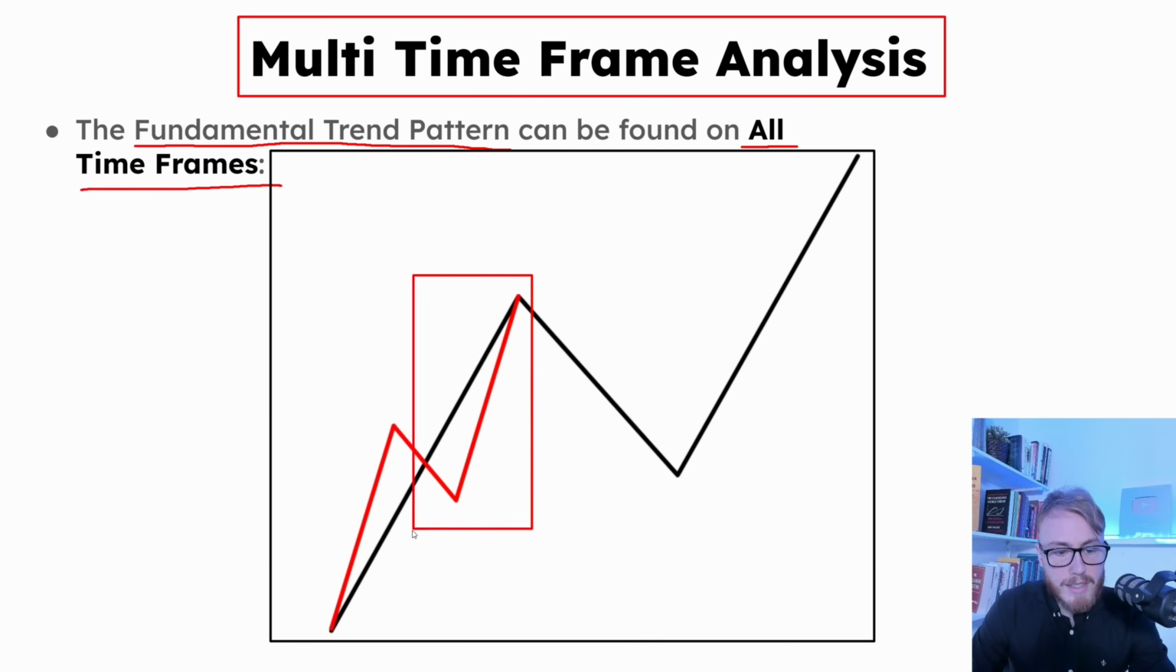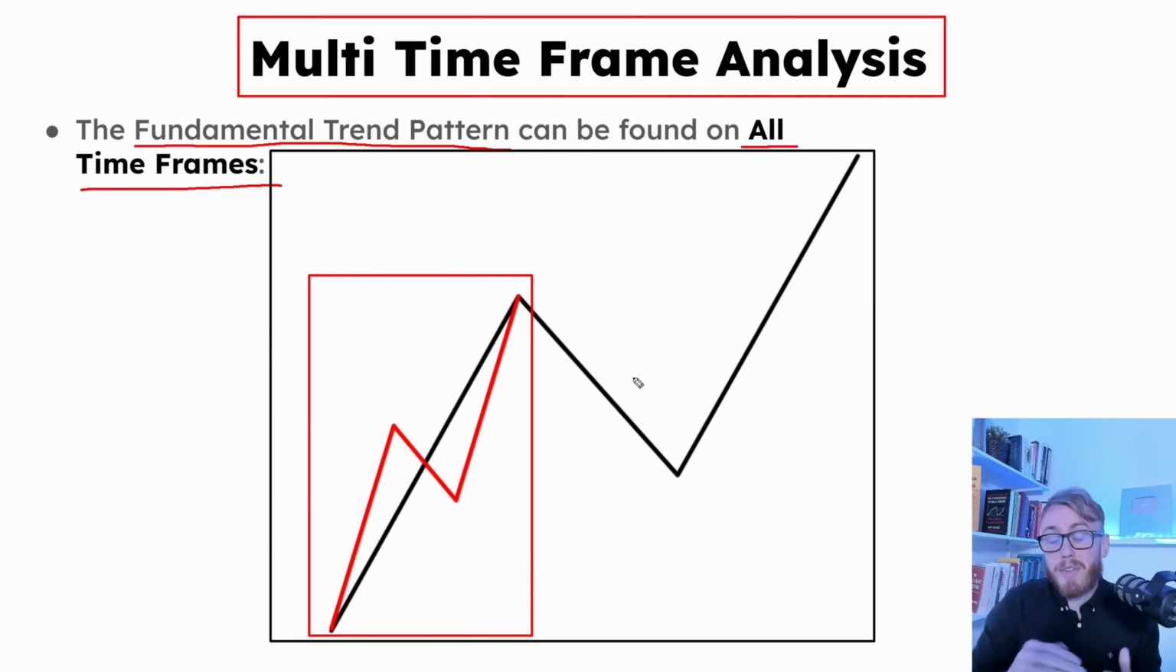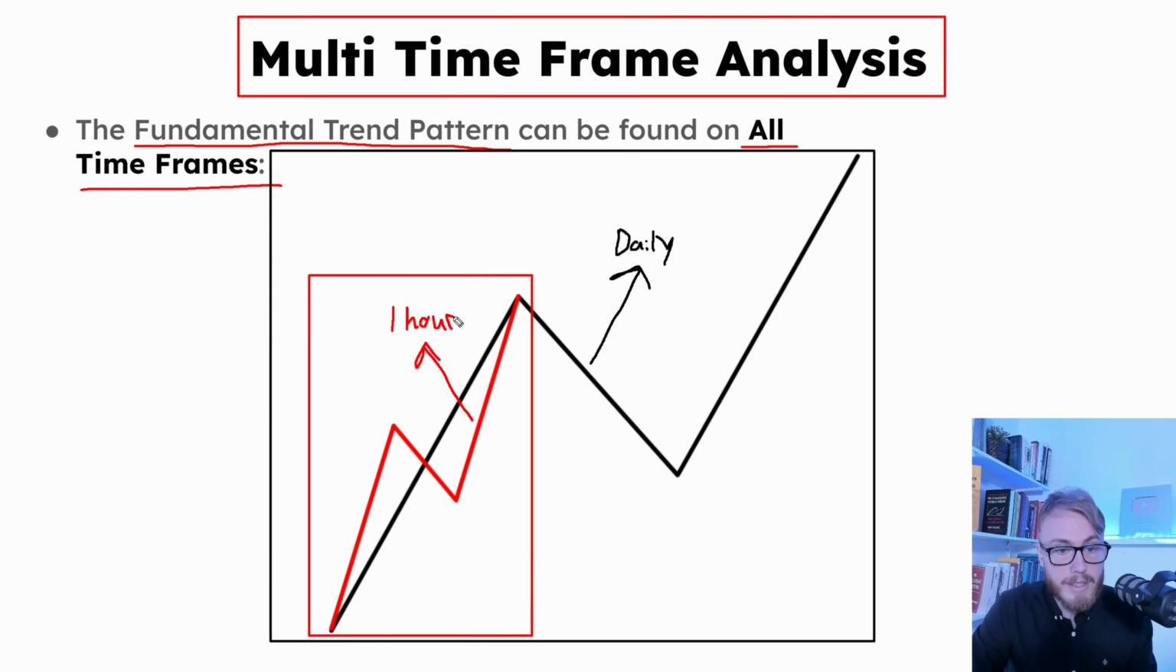But what you also can see is that within this pattern, or to be more precise, within the first impulsive move, we actually have another fundamental trend pattern on the lower time frame. So let's, for example, imagine that this black fundamental pattern is a high time frame. Let's imagine that this right here is the daily time frame. Then this red fundamental pattern would be perhaps on the 1 hour time frame.